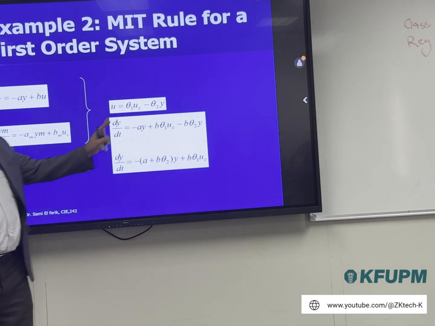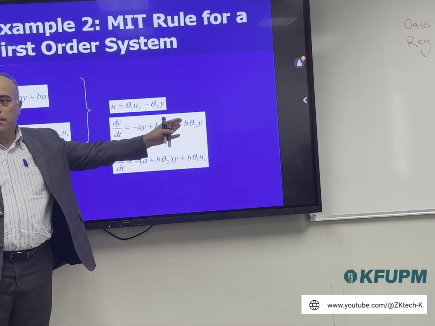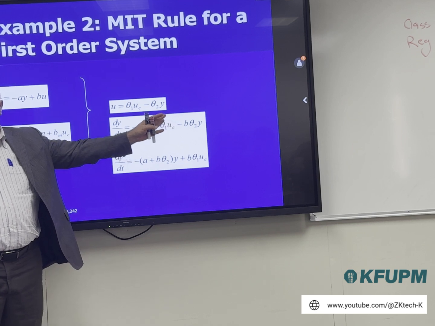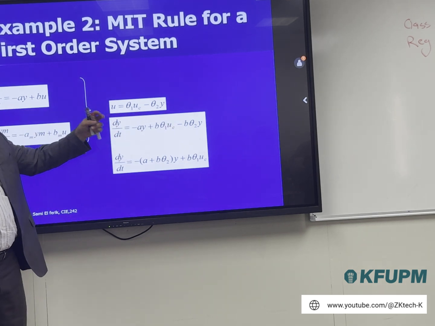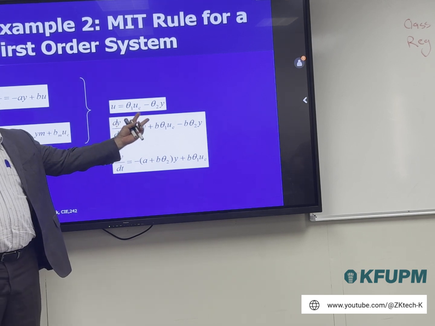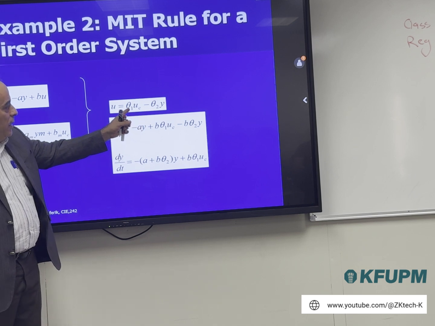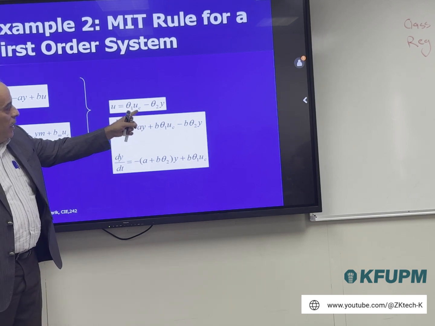So my controller cannot be only one parameter. It has to be more than one parameter. Everybody is okay with this? This controller can be decomposed into two parts, a feed-forward part and a feedback part. Right? So for example, I can add and subtract.